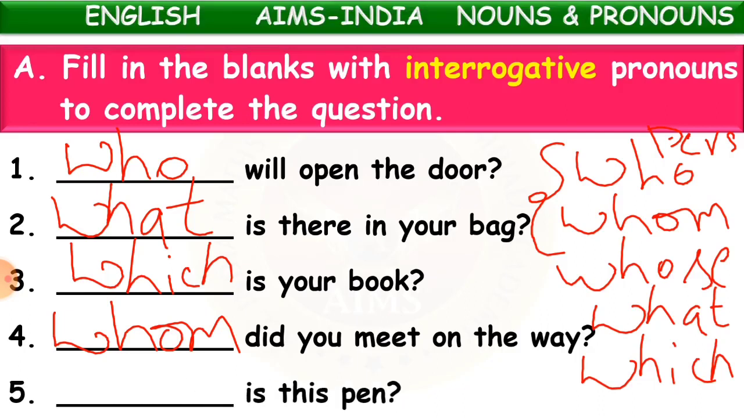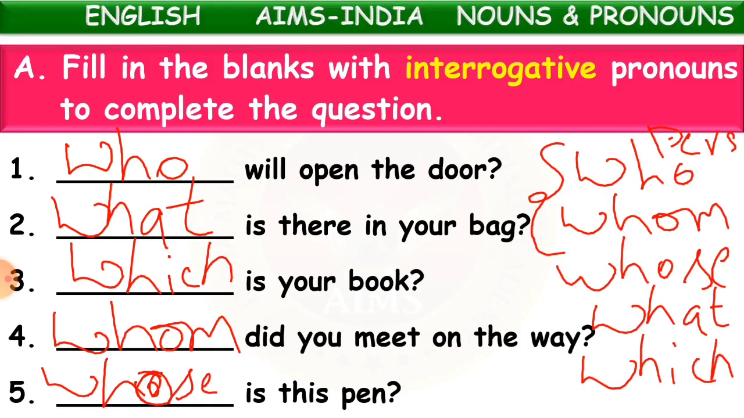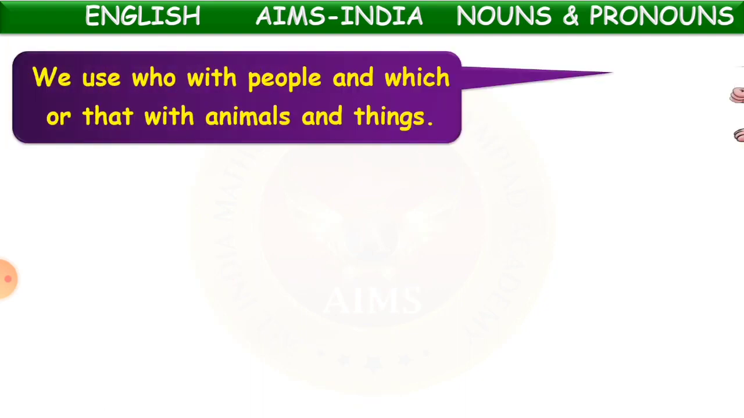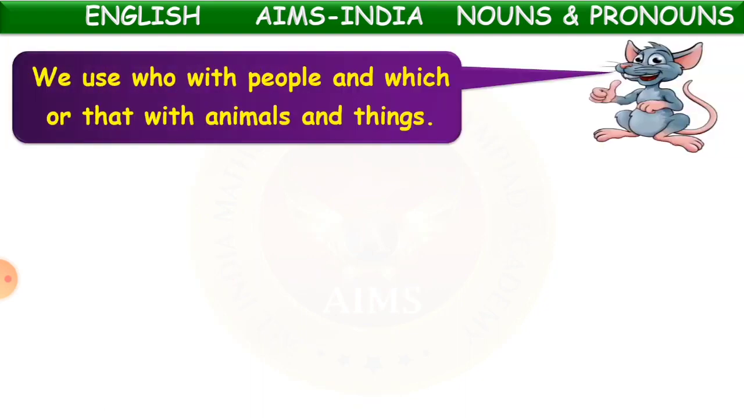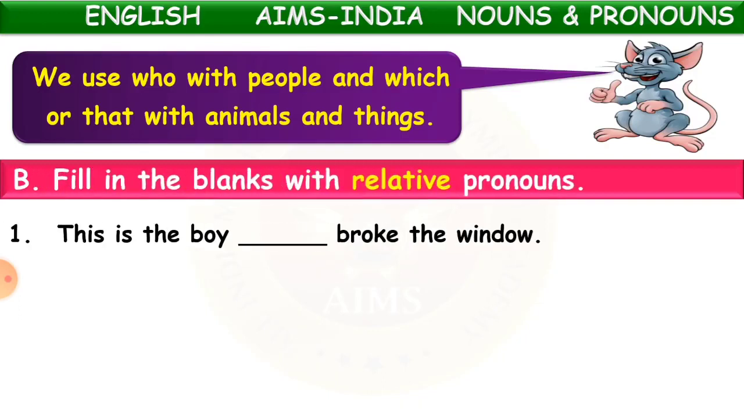Now the last sentence. Dash is this pen. Whose is this pen? Again persons only. So we are asking about any boy or girl who lost the pen. We found it and we are asking whose is this pen. Clear, children? So these are the interrogative pronouns. So now as I said, we use who with people and which or that with animals and things. Now fill in the blanks with relative pronouns.